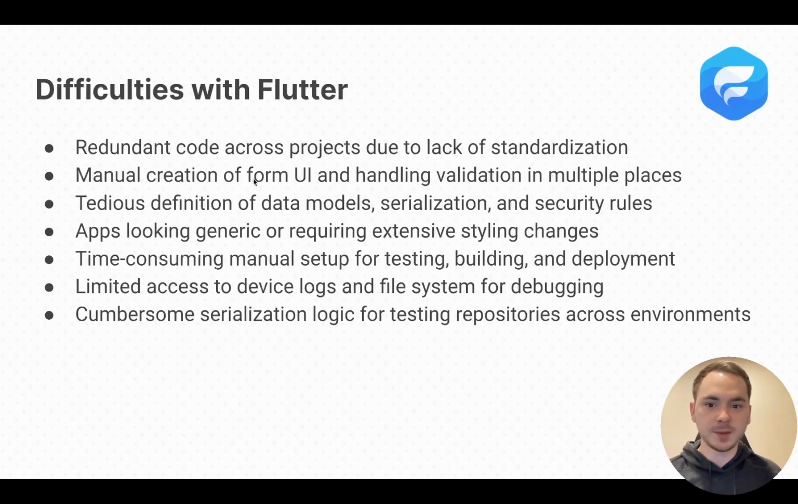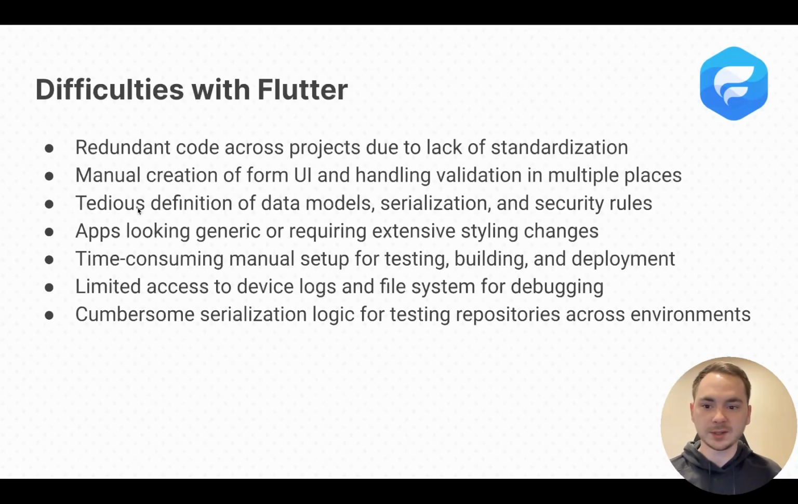The second point is manual creation of form UI and handling validation in multiple places. In our to-do app, we're going to need to have both a create and an edit form for our to-dos so that you can create to-dos and you can edit them as well. Typically, you'd have to create both of these forms, define their UIs, handle validation, fallbacks, and initial values, and every time you update the to-do model, you have to go through and edit both of these forms. This is tedious and error-prone.